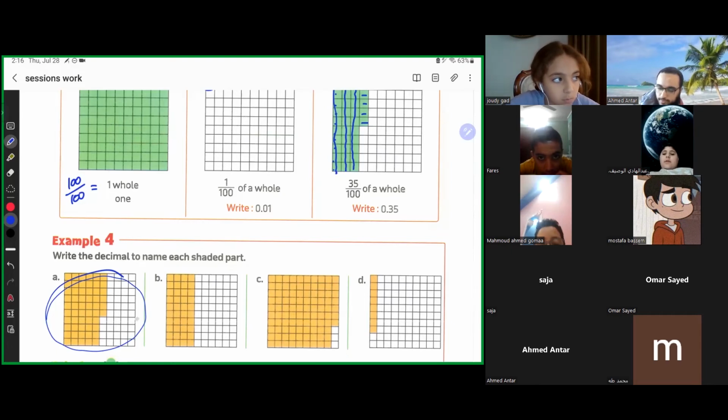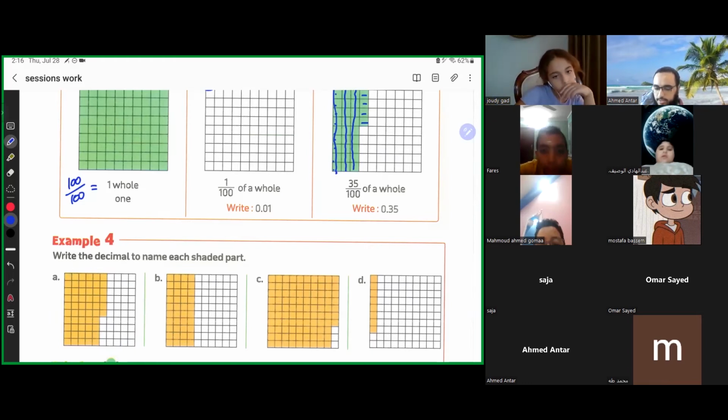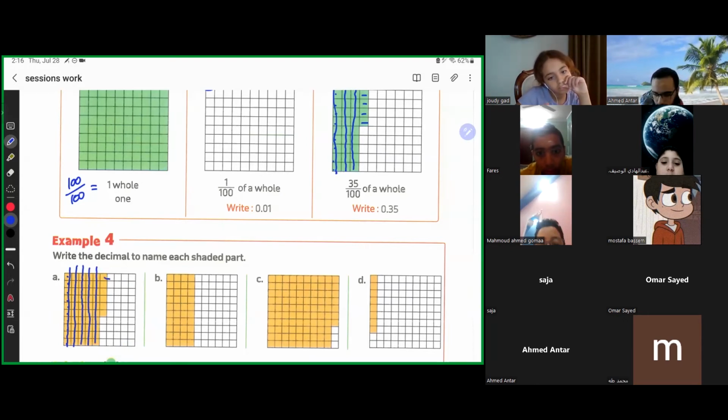Firstly, we have to count all of these small squares the easy way: 1 to 10, so they are 10. Another 10, so they are 20. Another 10, 30. Another 10, 40. Another 10, 50. Then 51, 52, 53, 54, 55, 56. So there are 56 out of 100, which is 0.56.